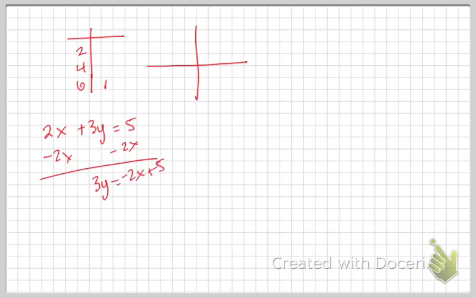This is not really the table that goes with it. And then I get y equals, divide by 3, divide by 3, divide by 3. So y equals negative 2/3 x plus 5/3. And then whatever numbers you're filling in here, I want to see this all together.